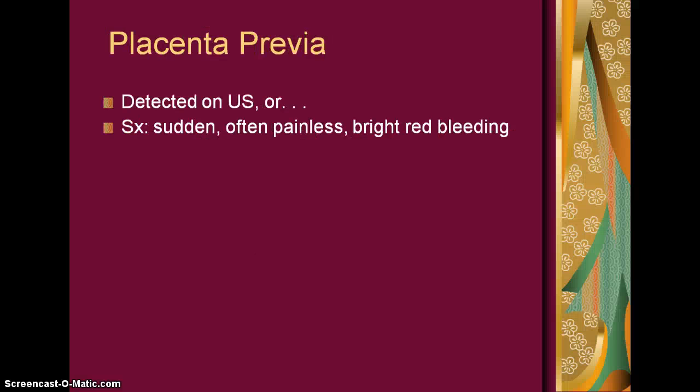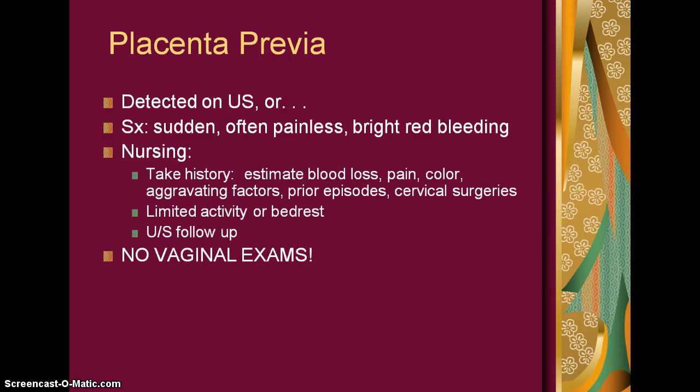Placenta previa is either detected on ultrasound or, more often, by sudden, painless, bright red bleeding early in pregnancy. Nursing history is important. We need to do an accurate estimation of the blood loss that the woman has had and the other factors that you see here. So if she has clothing or pads that she's been using that are saturated with blood, we ask her to bring those things in so that we can make an estimation of the blood loss.